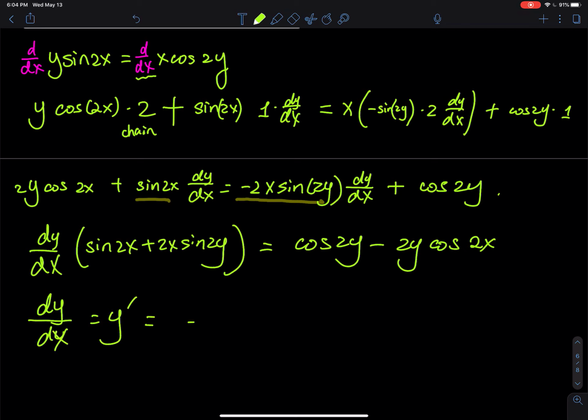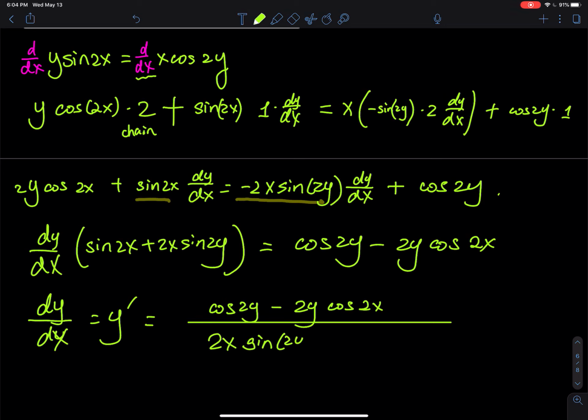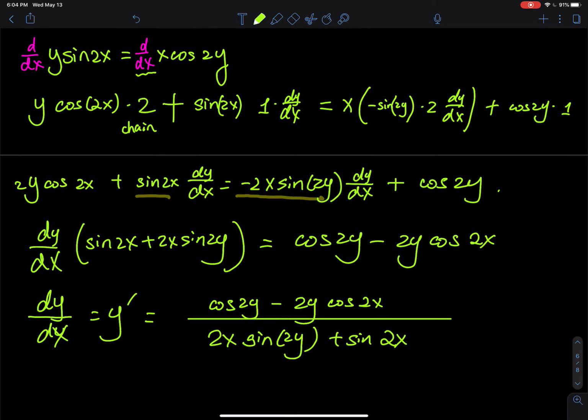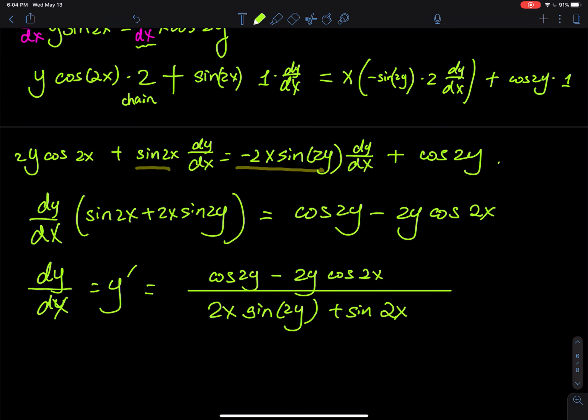That equals a fraction: cosine 2y minus 2y cosine 2x, divided by 2x times sine of 2y plus sine of 2x. So this is the derivative of the function at any point. And then what point? They are looking for a specific point, right? If we just talk about the slope of the curve anywhere, y prime is how we describe the slope. Since they are using a specific point, the point they gave us is x equals pi over 2, y equals pi over 4.